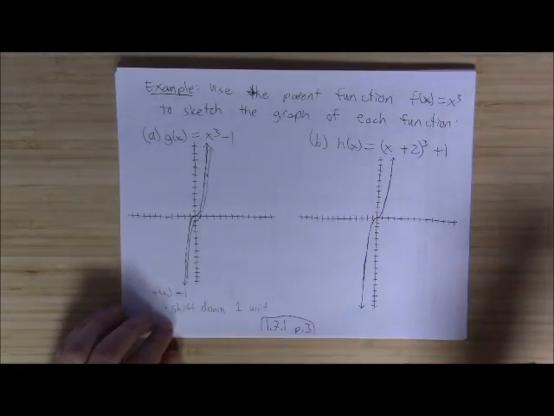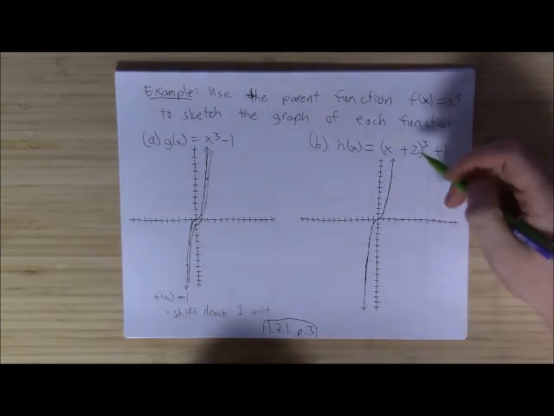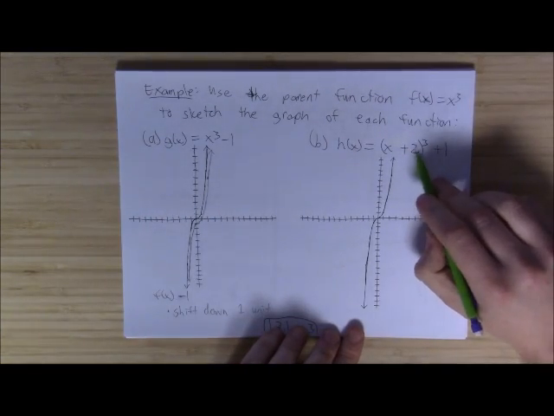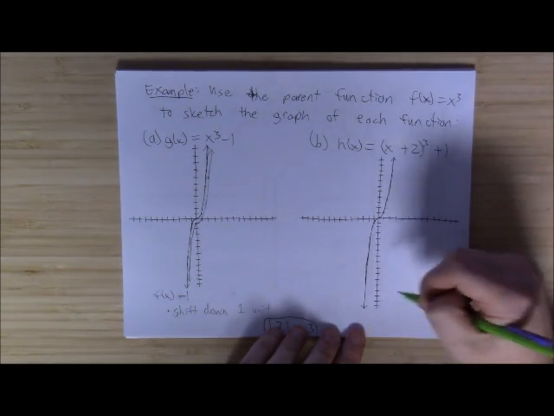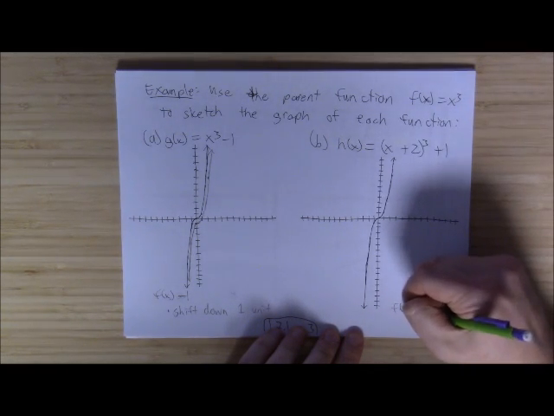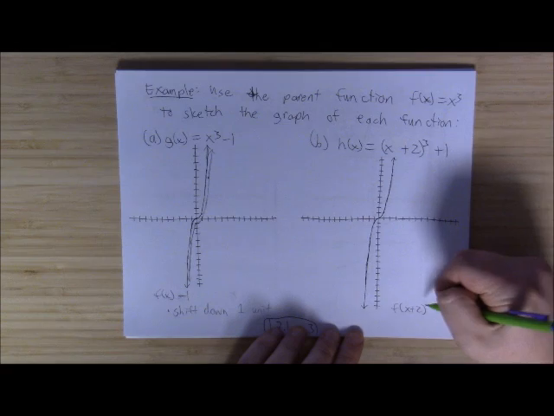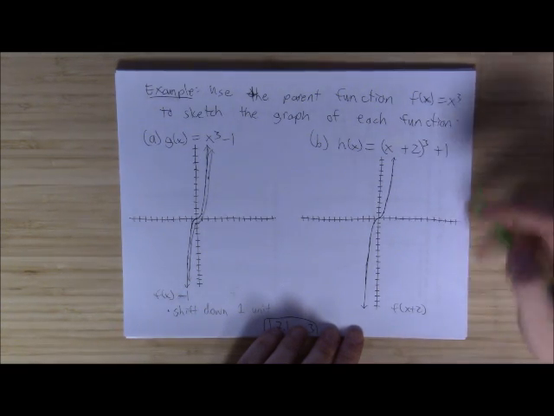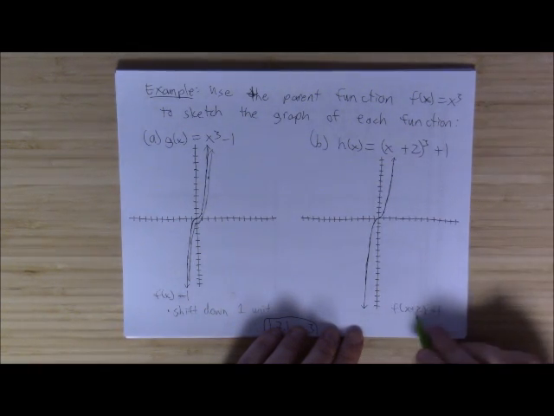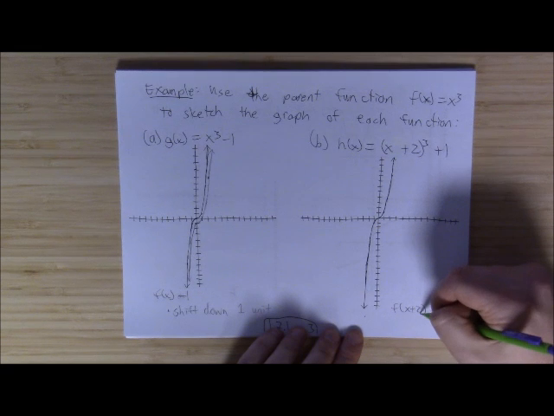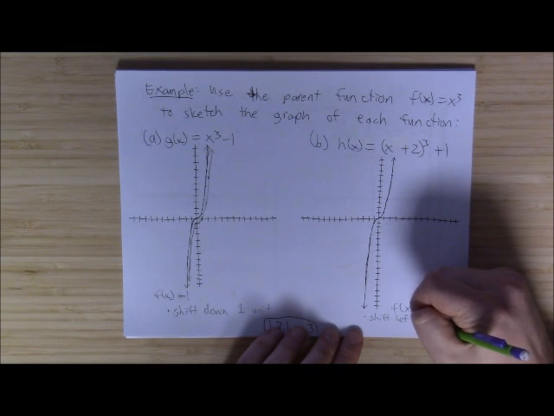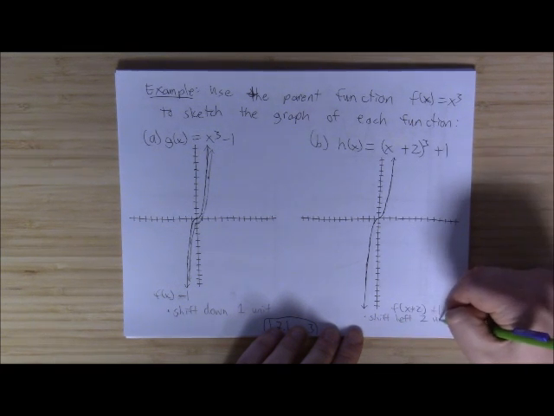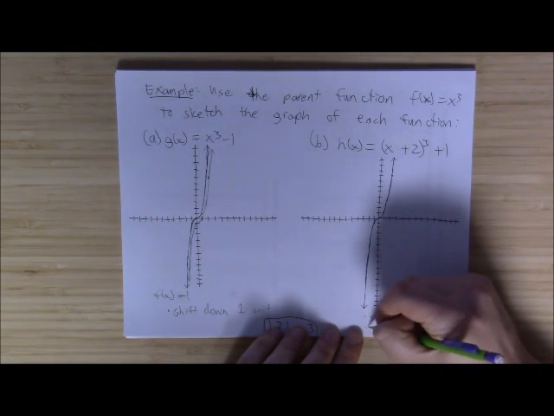Over here, what do we have? Well, here we see that we actually added 2 on the inside of f, because then it's all cubed. So that's f of x plus 2. But then we added 1 on the outside. So what did we do? Well, we shifted it left by 2 units, and up 1 unit.